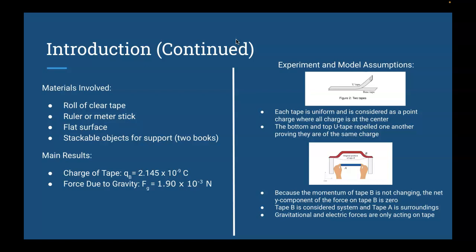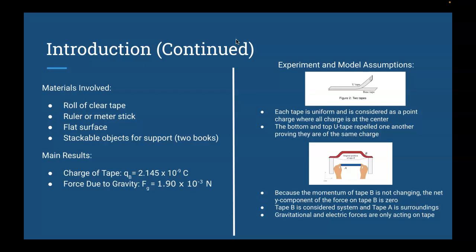On the right, you can see some of the models that we used within the lab and the assumptions that we made. We assume that each tape is uniform and is considered as a point charge where all the charge is at the center of the tape, and that the bottom and the top U-tape repelled one another, proving that they are the same charge.